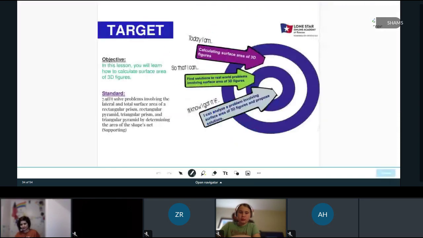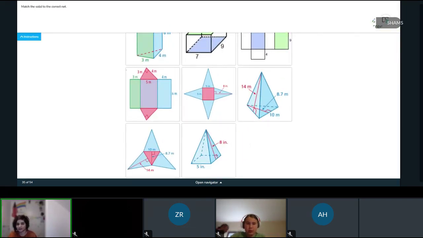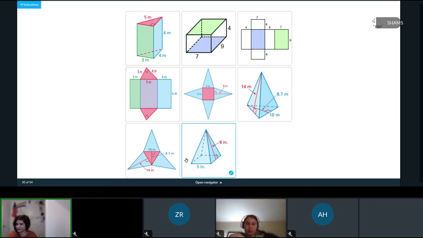Lesson target: the same as we did in assembly, we will learn how to calculate the surface area of three-dimensional figures. I have a new and fun activity that the previous group really enjoyed, so we will keep the Nearpod very limited and a little faster so we can do that other activity. The instructions say match the solid to the correct net. When you look at these nets in my questions, you have a good idea of where the nets are coming from. Get started. Match the solid to its net.